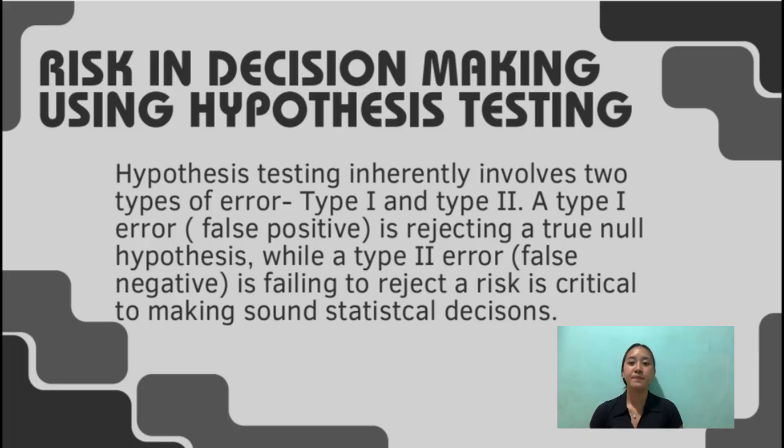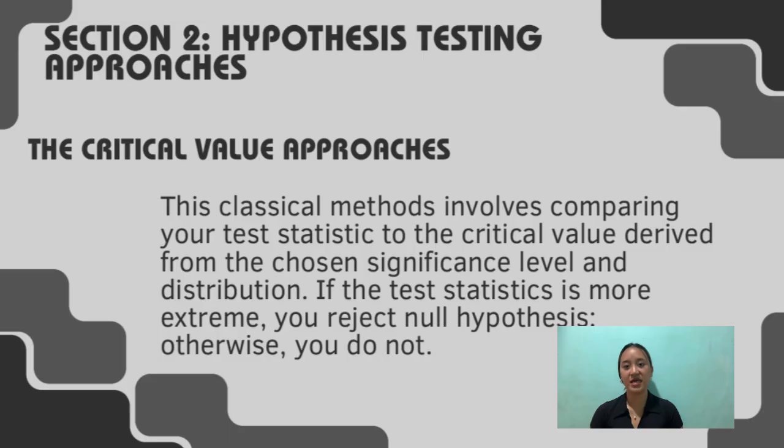So the section 2, which is the hypothesis testing approaches. The critical value approach is the classical method that involves comparing your test statistic to the critical value derived from the chosen significance level and distribution. So if the test statistic is more extreme, you reject the null hypothesis, otherwise you do not.